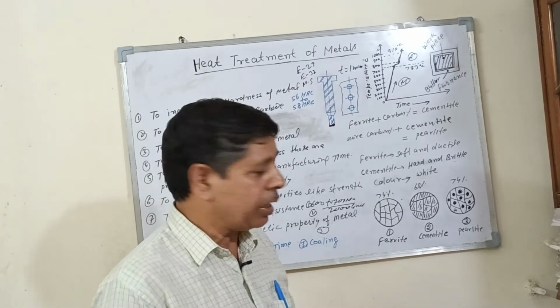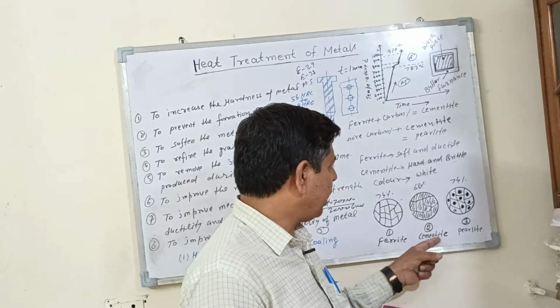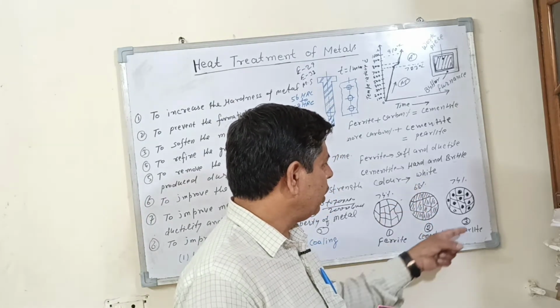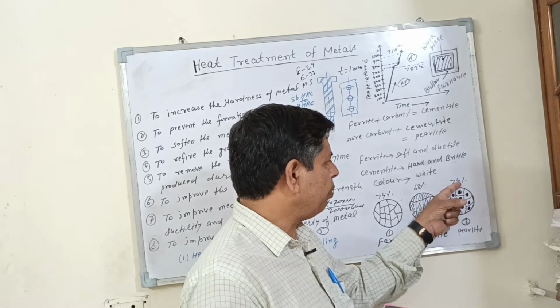74% is a packing factor. The structure of this metal is cementite. The packing factor is 68. This structure is pearlite. The packing factor is 74%.